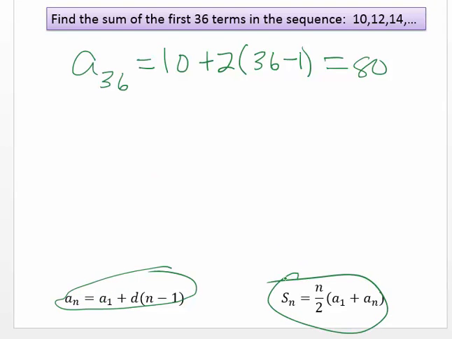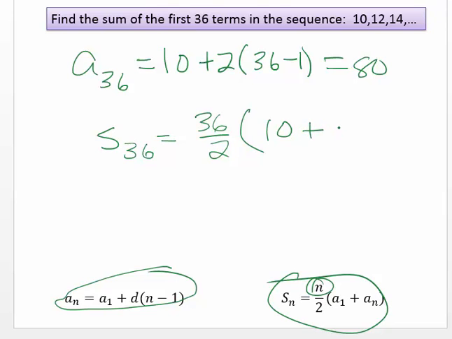Now let's use this to find the sum of the first 36 terms. So S sub 36 is 36 over 2, because remember 36 is our n, times a sub 1, which is 10, plus a sub 36, which we found out was 80. Our 36th term was 80. And that gives us 18 times 90. So the sum of those first 36 terms would be 1,620.